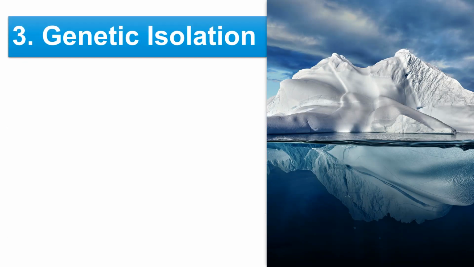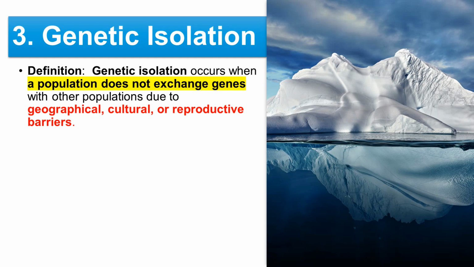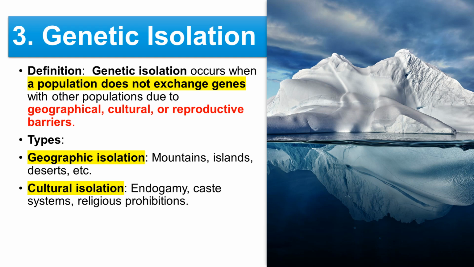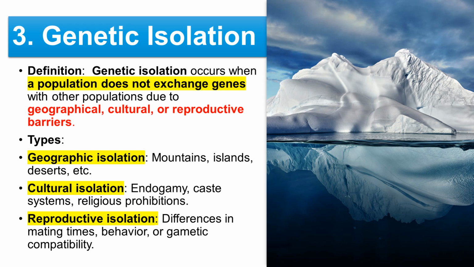3. Genetic isolation. Definition. Genetic isolation occurs when a population does not exchange genes with other populations due to geographical, cultural, or reproductive barriers. Types. Geographic isolation: mountains, islands, deserts, etc. Cultural isolation: endogamy, caste systems, religious prohibitions. Reproductive isolation: differences in mating times, behavior, or gamete compatibility.